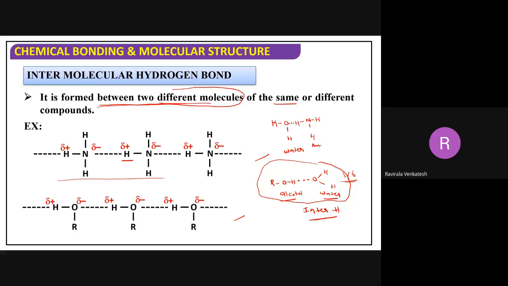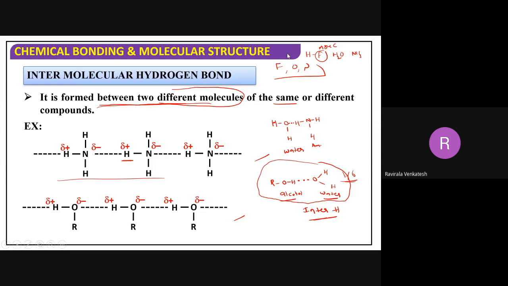Now which is having strong hydrogen bonding? HF is stronger than what? Water. Water is stronger than what? Ammonia. This is because fluorine has more electronegativity. So which elements form hydrogen bonding? Fluorine, oxygen, nitrogen. The remaining can't form hydrogen bonding because they are less electronegative.